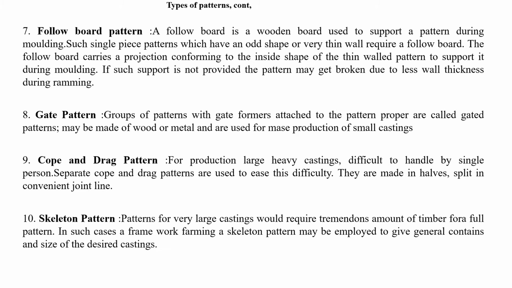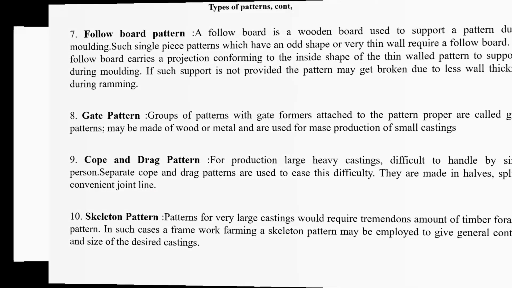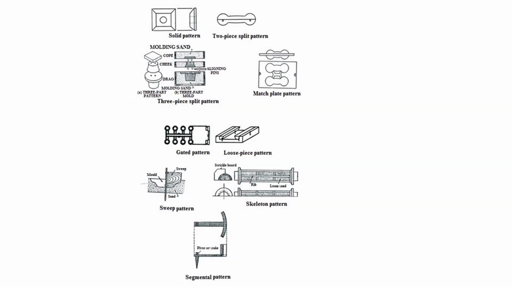This one is used in mass production of small castings and may be made in metal or in wood. We have also the cope and drag pattern. This one is used in large casting. We have also the skeleton pattern, as previously. This also is used in large casting. Here they are presented.